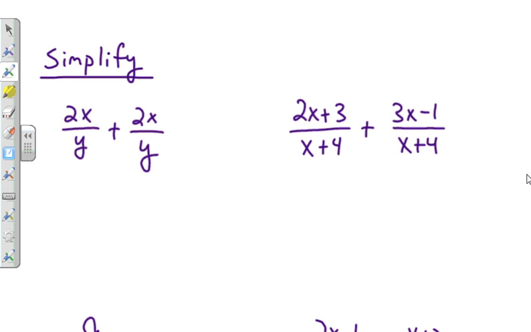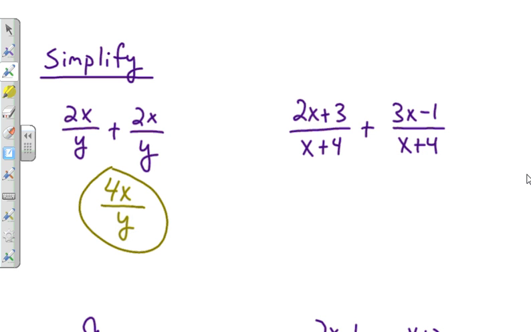So my denominator is the same. What are we going to do here? Add 2x. So that's 2x plus 2x. 4x, not 4x squared. That's a multiplier. This means 2 of x plus 2 more of x, right? Now if I had 2x times 2x, it'd be 4x squared, right?